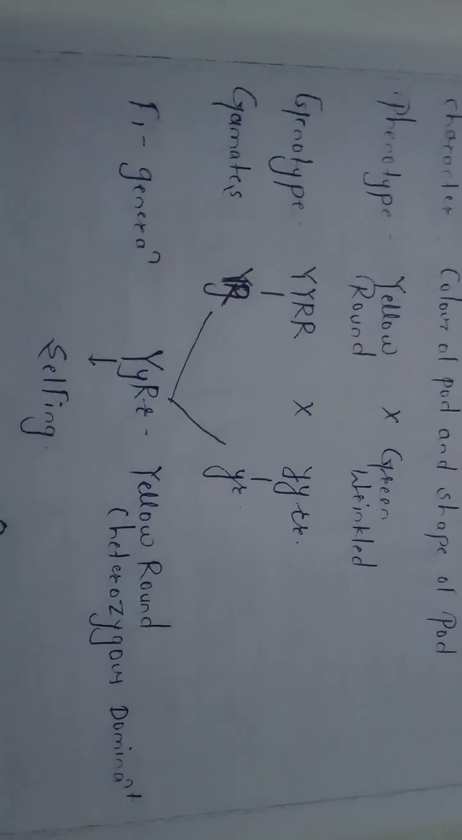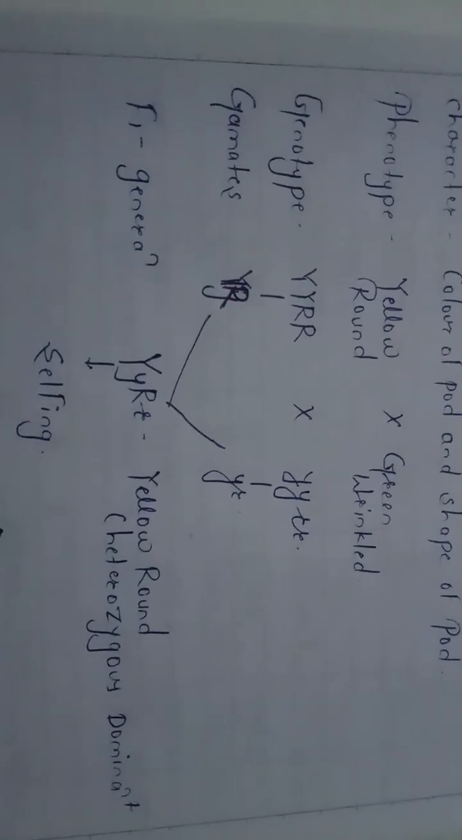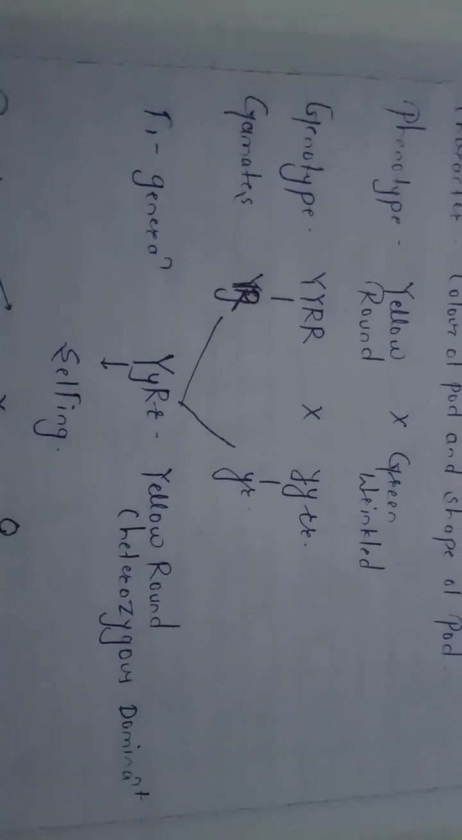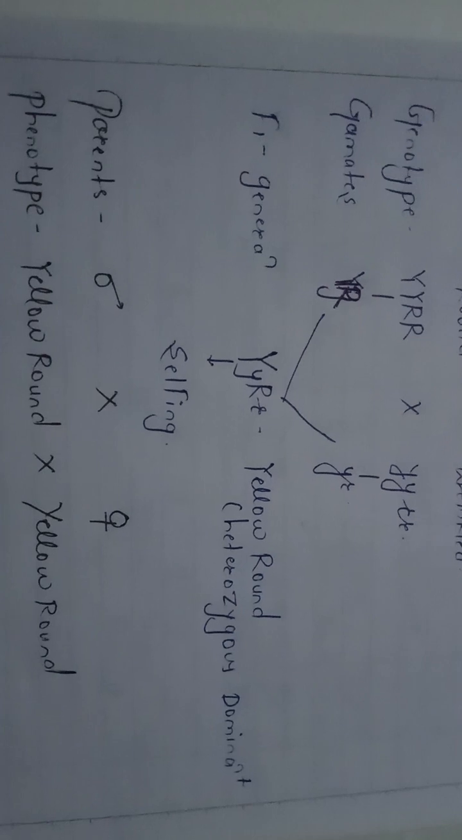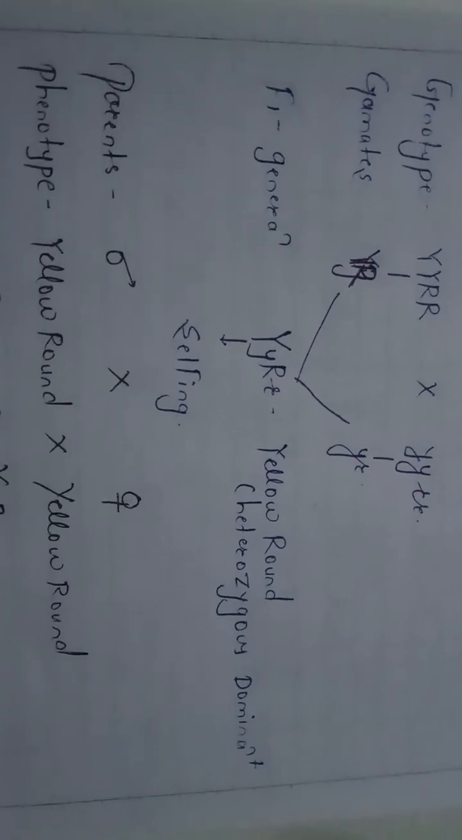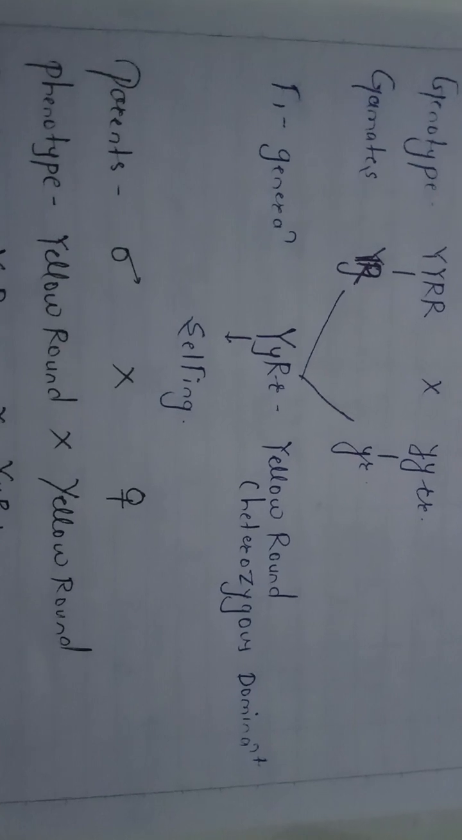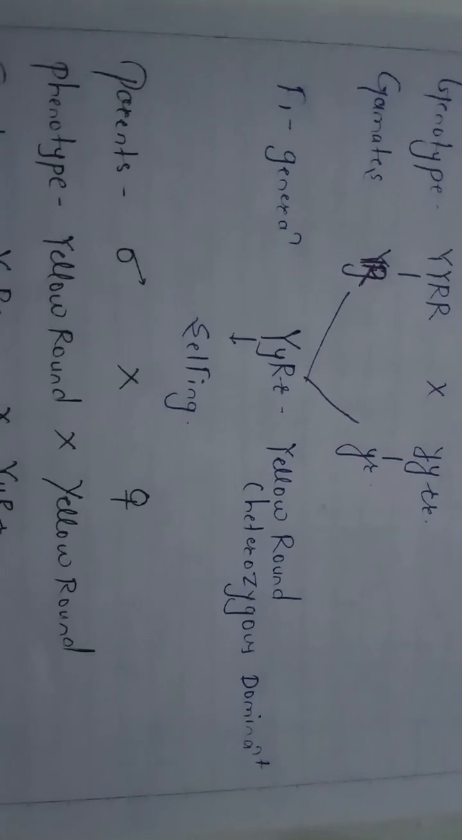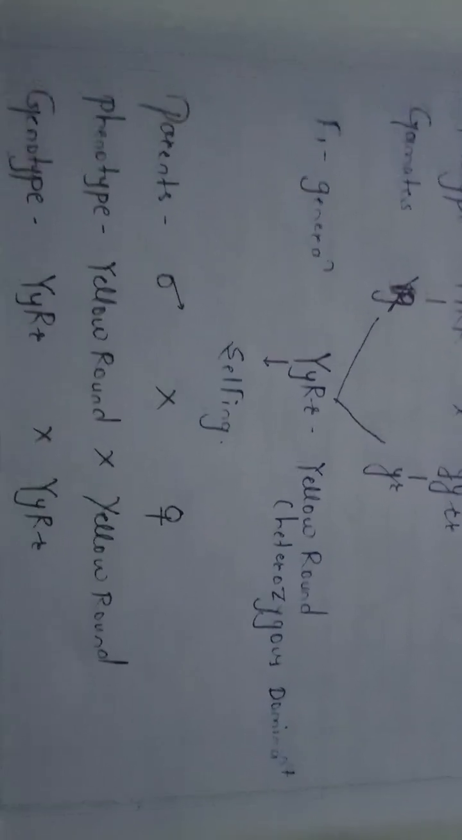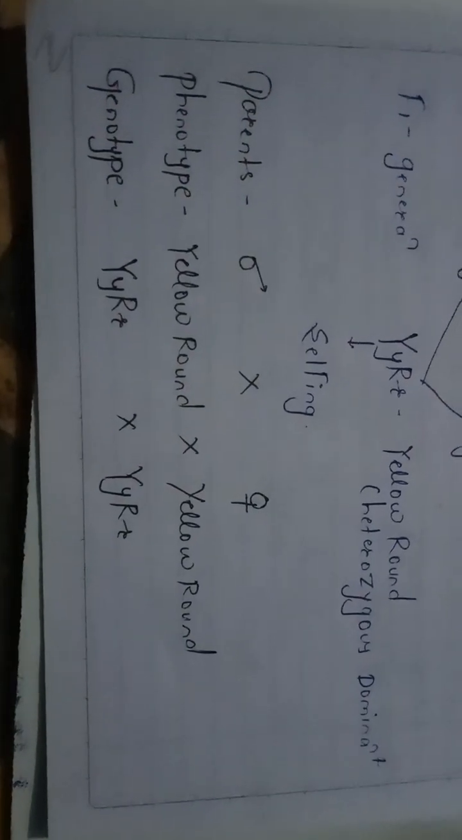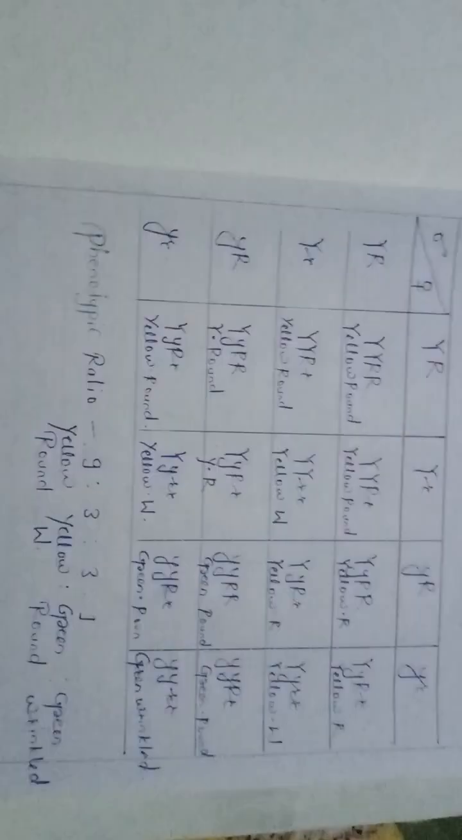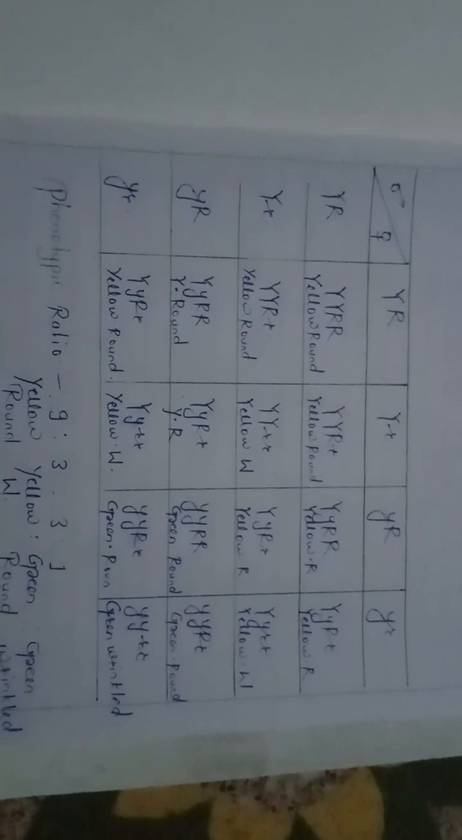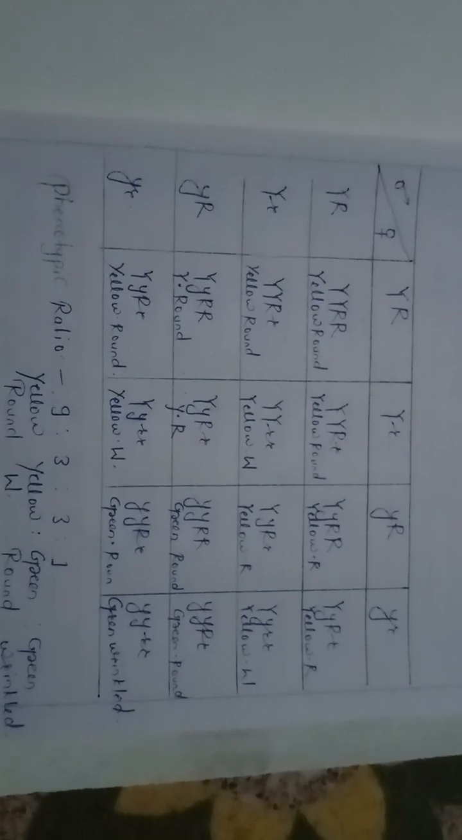The gametes formed are capital Y capital R and small y small r. When we cross these gametes, we obtain yellow round, heterozygous dominant, in the F1 generation. Then we self for the second generation. Selfing is nothing but the product of the F1 generation is crossed with itself. Again, yellow round is crossed with yellow round. Like this, with the help of the Punnett square, we cross one character with another character, and we obtain 16 combinations in a dihybrid cross.